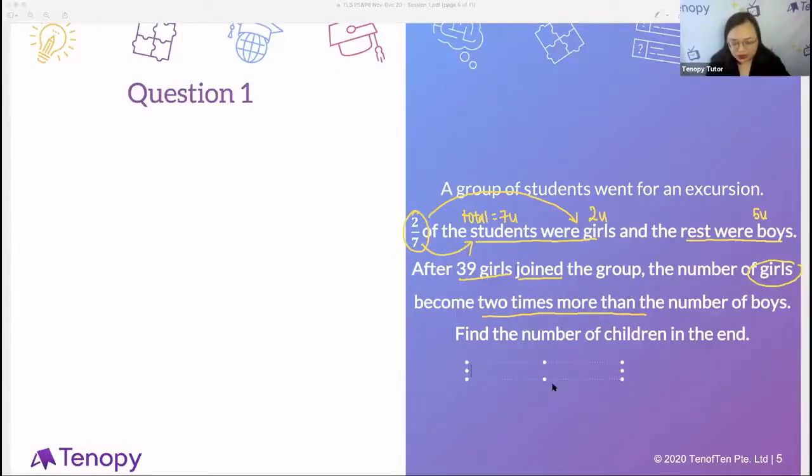So key thing, I always see students mix up "2 times more than". It is not the same as "2 times of". So this is the key thing to take note: 2 times more than is not the same as 2 times of. So we're now reading the question to take note. We know that the girls is now 2 times more, meaning the girls is 3 units, while the boys is 1.